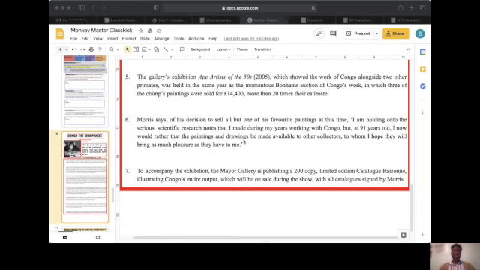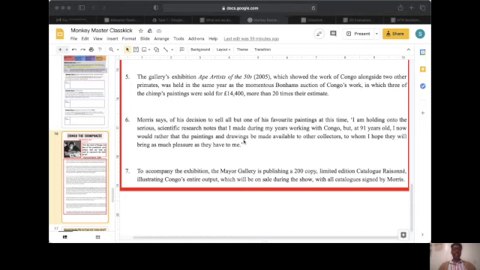The gallery's exhibition, Ape Artists of the 50s, 2005, which showed the work of Congo alongside 2 other primates, was held in the same year as a momentous Bonham's auction of Congo's work, in which 3 of the chimp's paintings were sold for £14,400, more than 20 times their estimate.